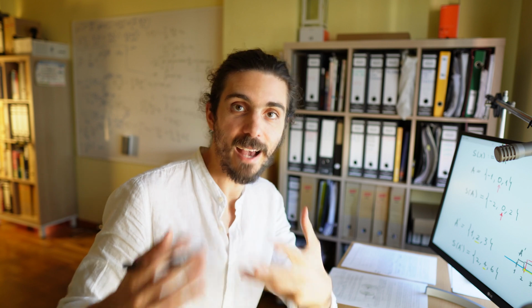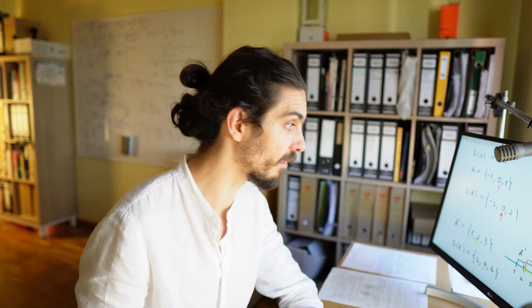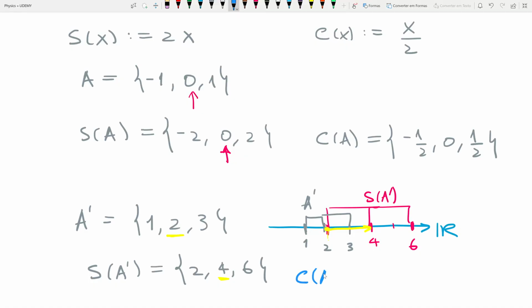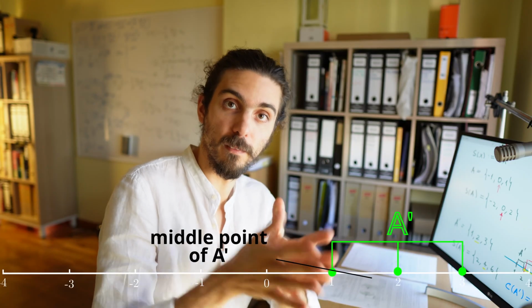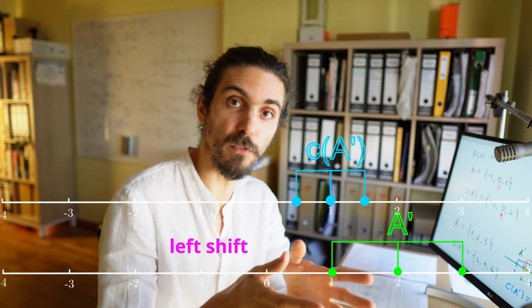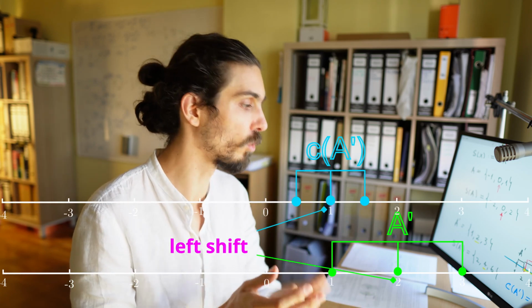By acting with c on A prime, we get c of A prime, which is, well, it was 1/2. The middle point, which is 2, now becomes 1. And finally, 3 becomes 3/2. A smaller set, and the middle point of that set was shifted. It was shifted to the left.